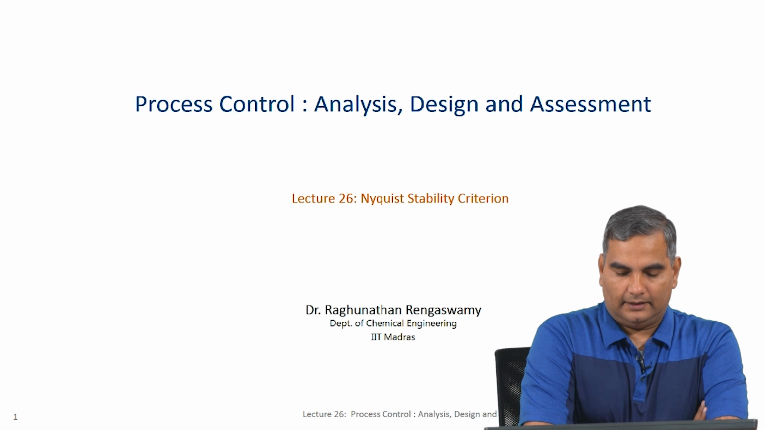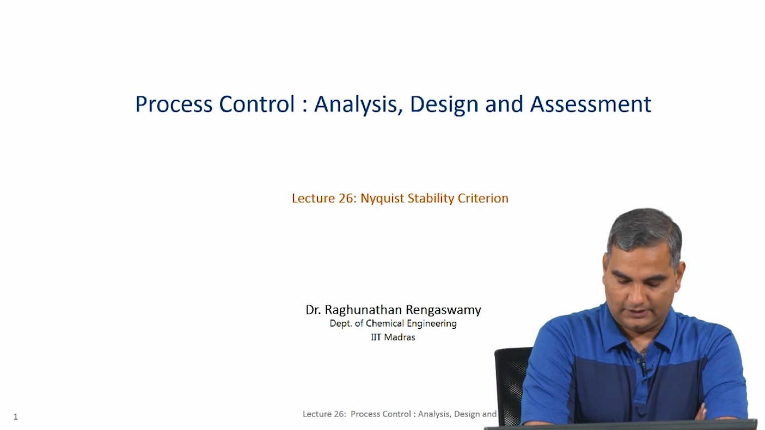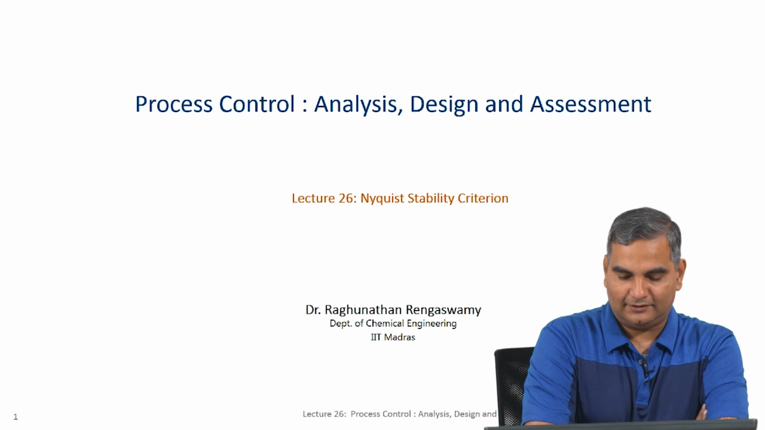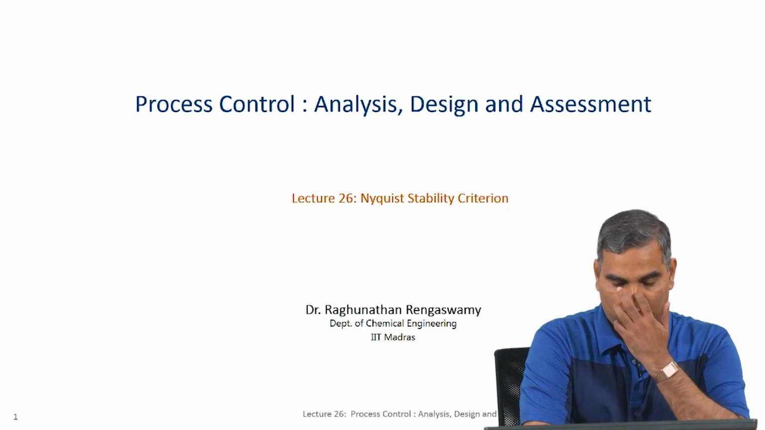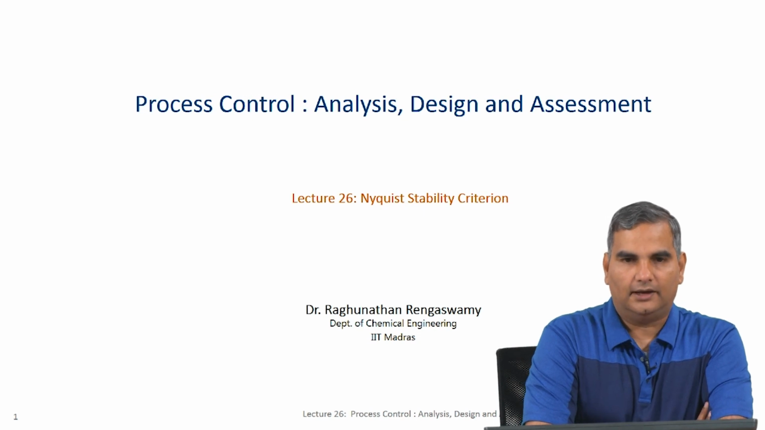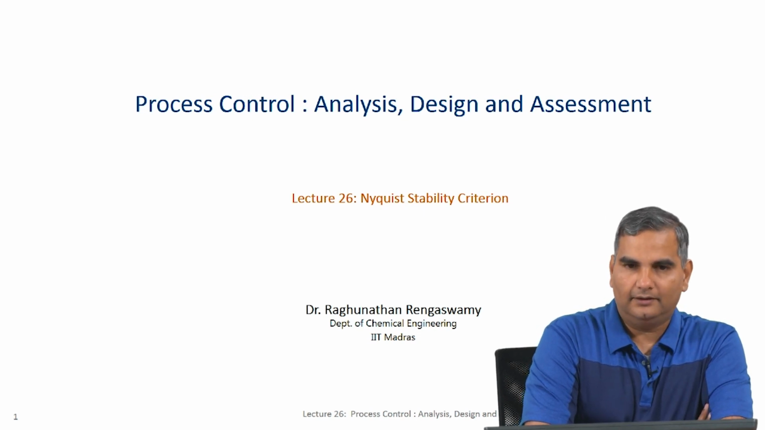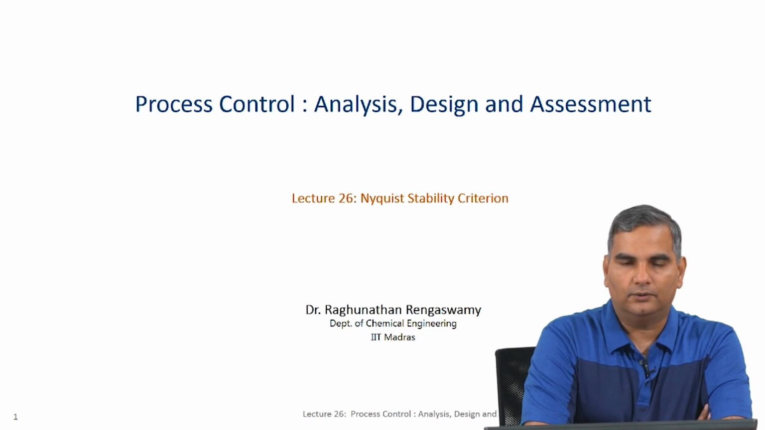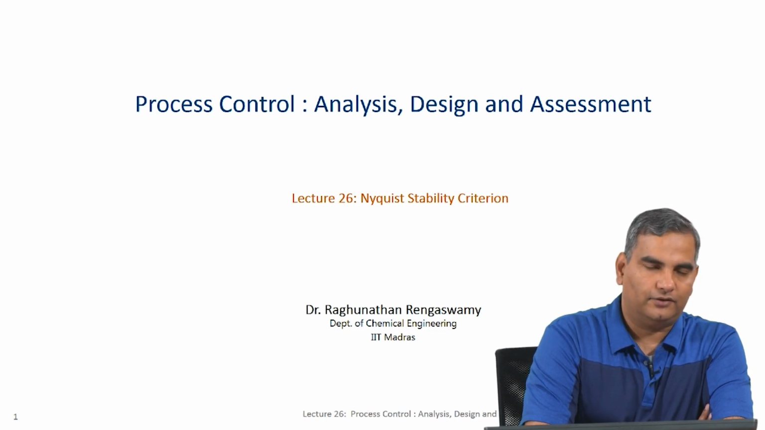So, let us continue with the 26th lecture in this course on process control, analysis, design and assessment, and the last lecture on the mini series of lectures on Nyquist stability criterion that we have been talking about. So, in the last two lectures I talked about the S plane, the f of S plane, and how you convert contours in S plane into an f of S plane.